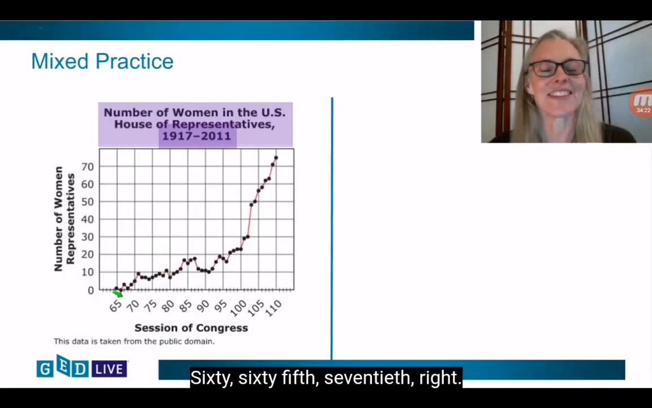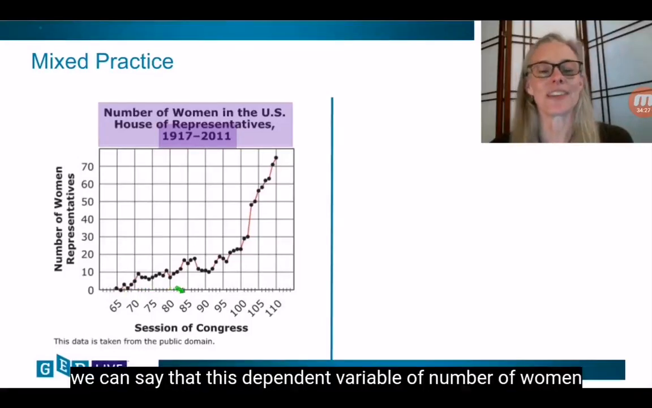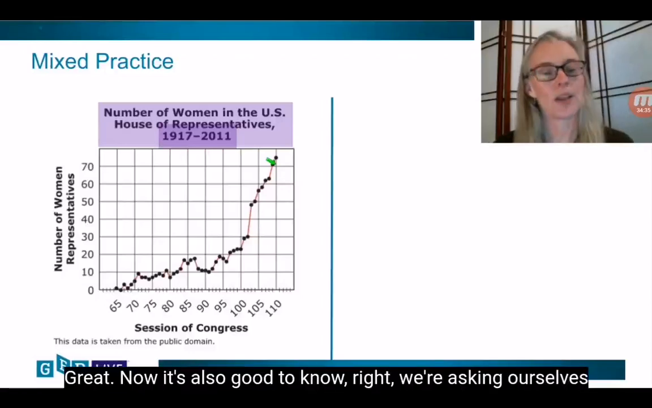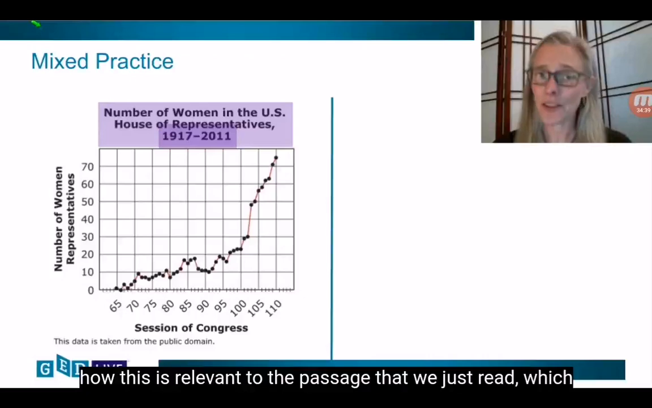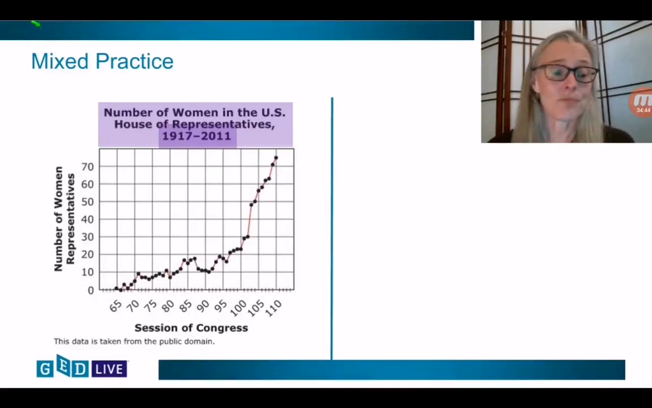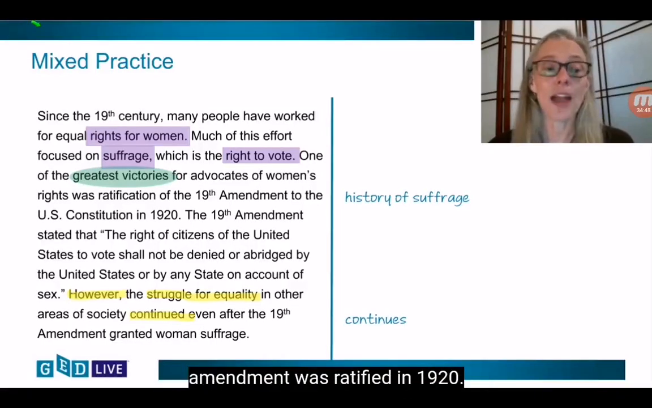66, 66, 70th, right? These various sessions of Congress, one every year, and we can see that this dependent variable of number of women is, bit by bit with some fluctuations, increasing. Great. Now it's also good to note, right, we're asking ourselves how this is relevant to the passage that we just read, which was about the 19th Amendment. And so it's helpful to note that the 19th Amendment was ratified in 1920.